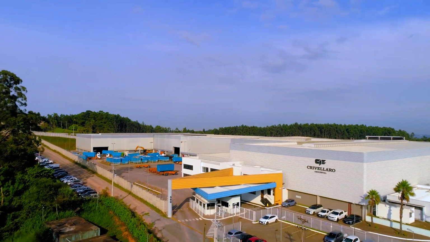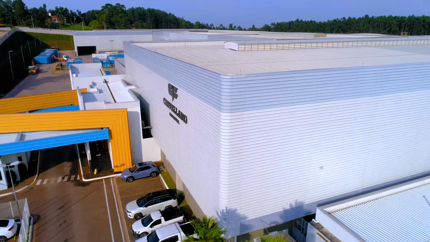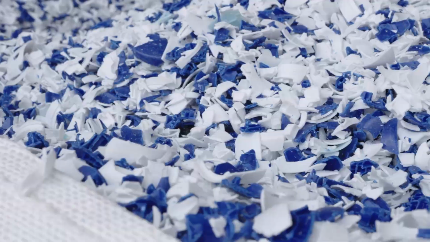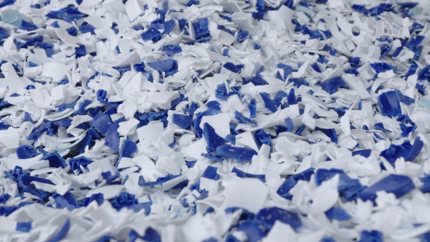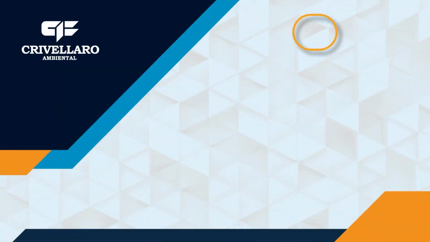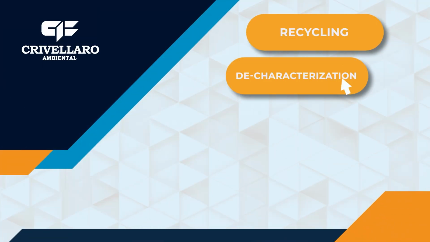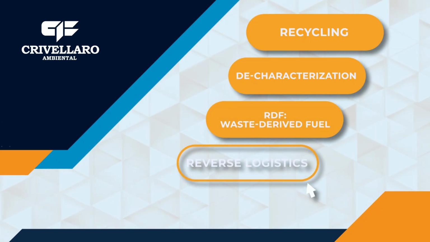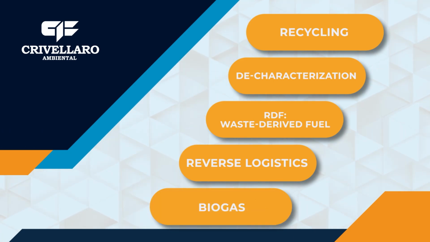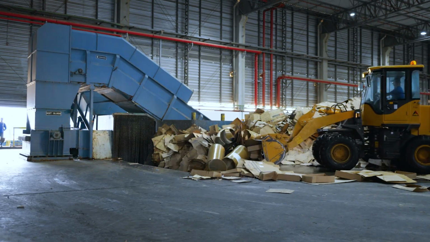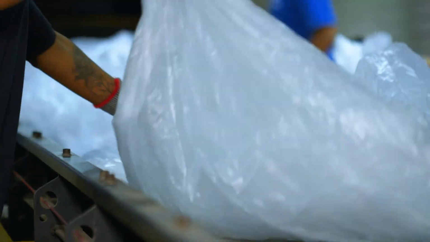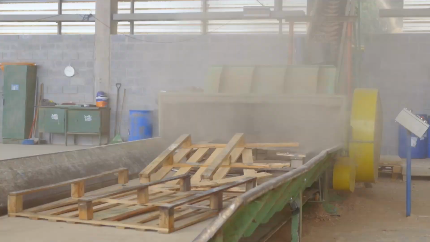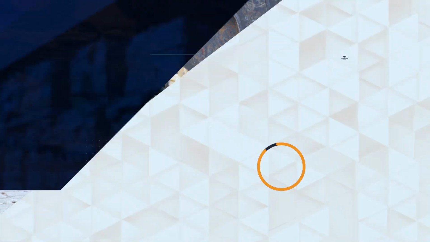Hello! In this video, you will learn a little about the work developed here at Crivellaro Ambiental. We carry out waste management by dividing our operations into basically 5 processes: recycling, decharacterization, RDF (waste-derived fuel), reverse logistics, and biogas. In recycling, we reuse and correctly dispose of 4 types of materials: plastic, paper and cardboard, wood, and metal.